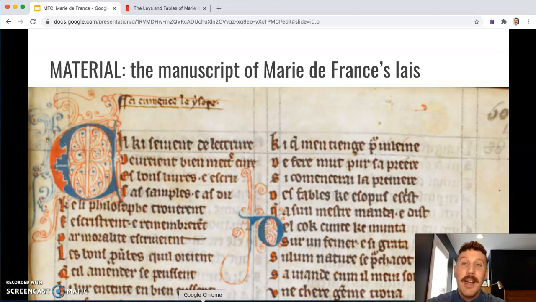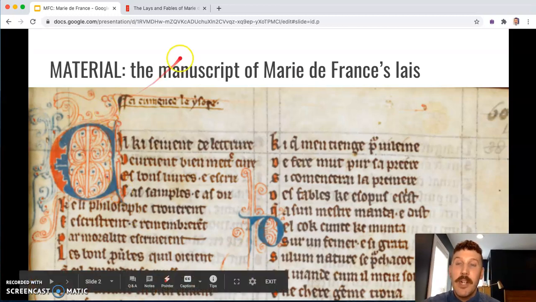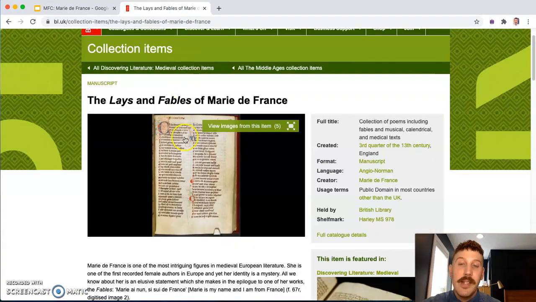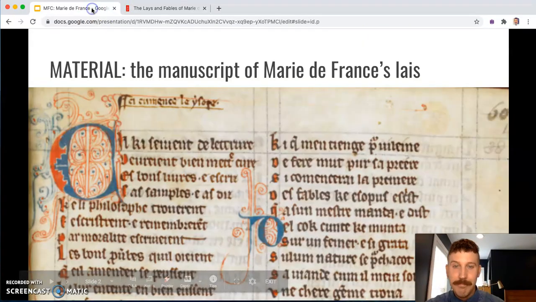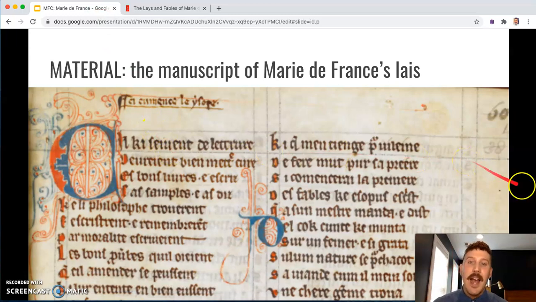So if you have not yet gone over to the British Library website, where you can see images of Marie de France's Lays, which is linked to on Oaks, pause the video, go back and spend around 60 seconds or so just paging through these images and seeing what you can notice about the manuscript of these Lays. See what stands out to you. All right, once you're done with that, you can come back here.